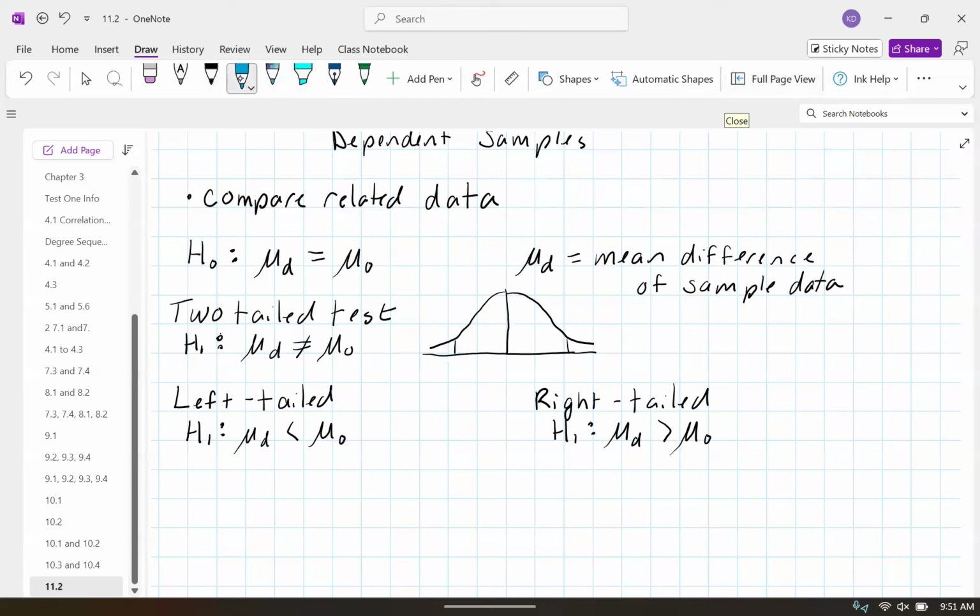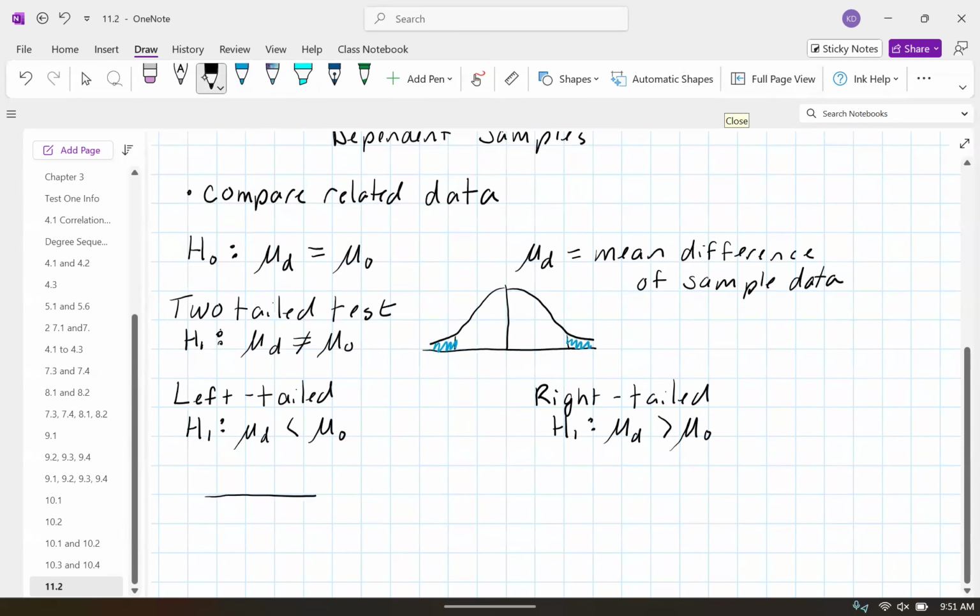And just as before, two-tailed, we're looking there, a left and right-tailed is, oof, this is bad. I've drawn this so many times.